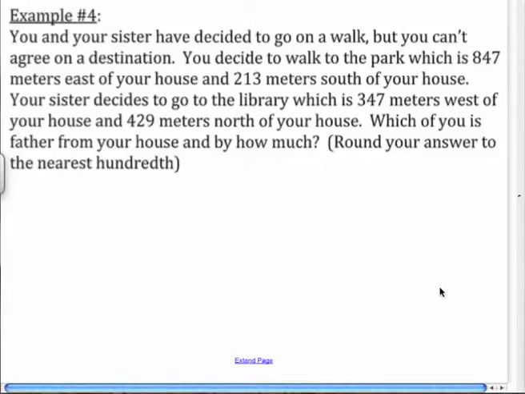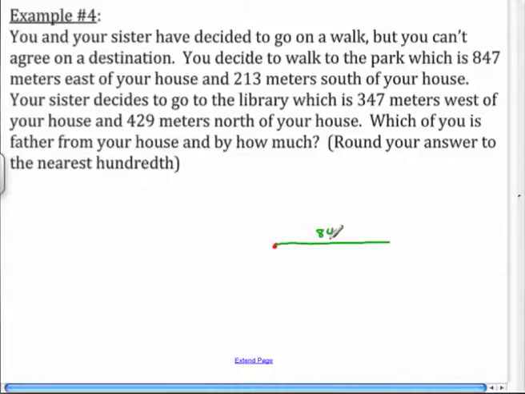Okay, folks, looking at your word problem here, it says you and your sister decided to go on a walk, but you can't agree on a destination. What a surprise. You decide to walk to the park, which is 847 meters east of your house. Okay, well, wait. Let's let the red dot be your house, as long as the whiteboard works. And it's 847 meters east.